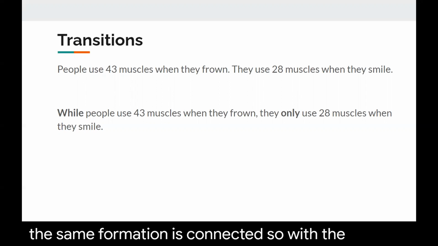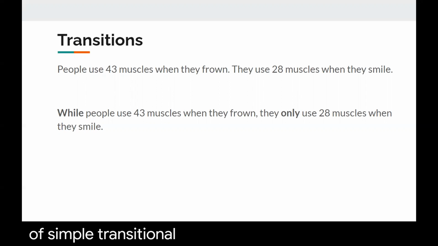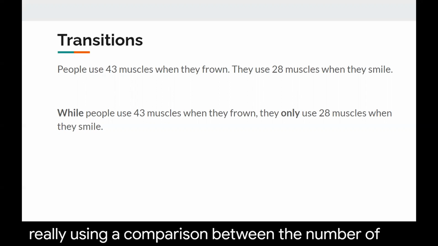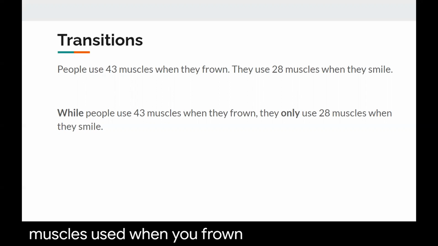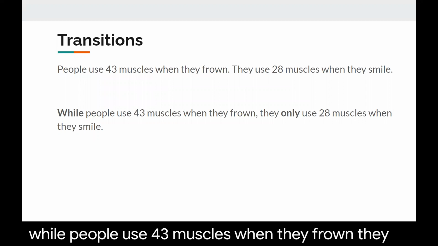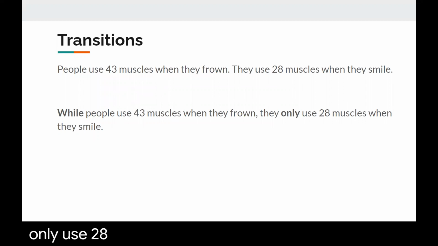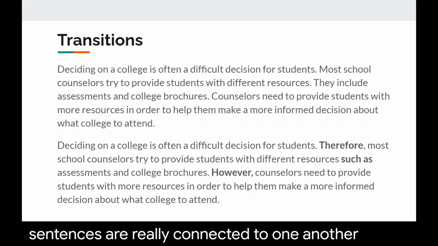So with the addition of simple transitional words, you can make it a little more clear what you're trying to get at. Here, you're really using a comparison between the number of muscles used when you frown and when you smile. So while people use 43 muscles when they frown, they only use 28 muscles when they smile. So here I'm providing the reader with transitions to show how these two sentences are really connected to one another.